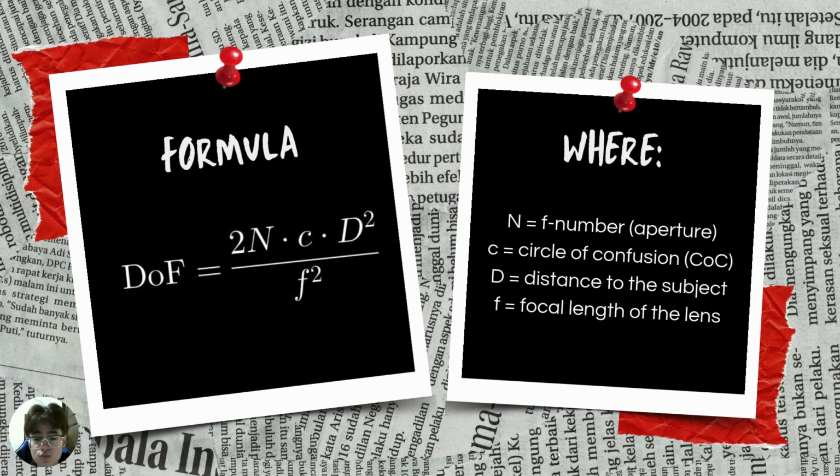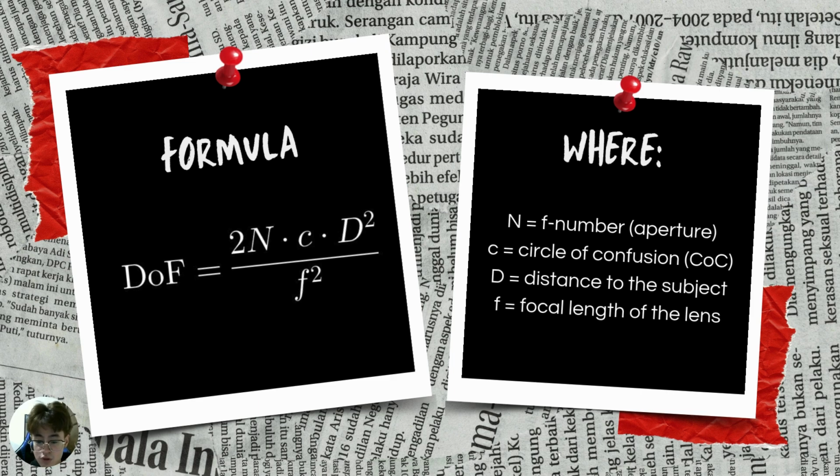Now, let's move to the denominator, or the bottom part of the formula. We have f, or the focal length of the lens. It is one of the most important factors in determining the depth of field or the DOF. So a longer focal length, like, let's say, 100 millimeters or 200 millimeters, gives a shallower depth of field, meaning the background will be more blurred. This is why telephoto lenses are popular for portraits. And then a shorter focal length, like 18 millimeters or 35 millimeters, creates a deeper depth of field, making it great for landscapes or street photography.